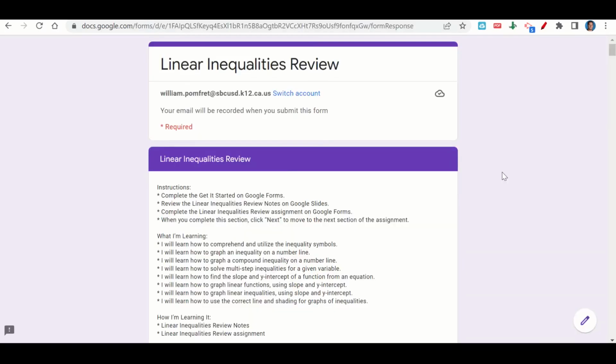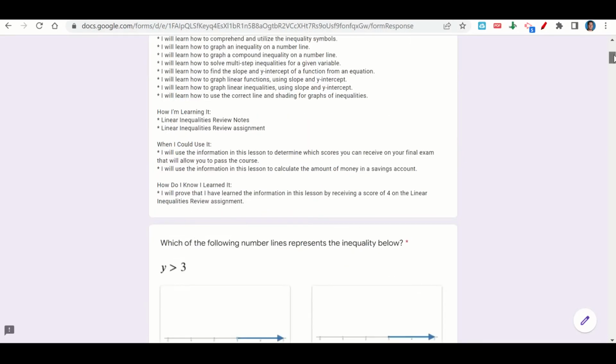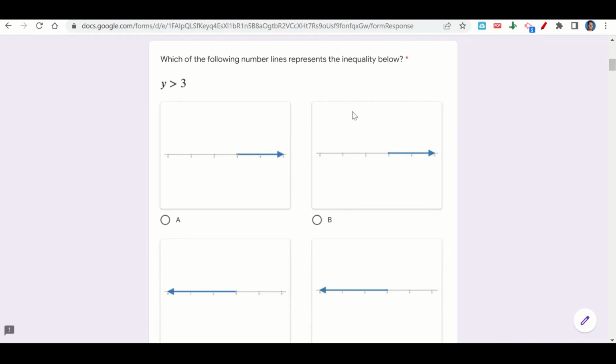Let's take a look now at the linear inequalities review assignment. The assignment begins with our learning goals and success criteria. If we scroll down, we can see the questions. The first question says, which of the following number lines represents the inequality below? We have y is greater than 3.